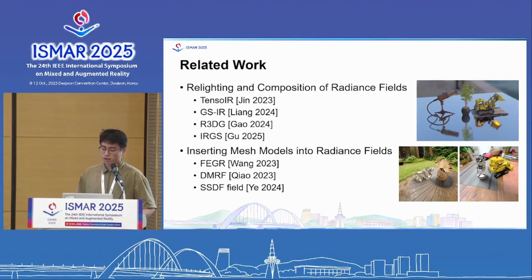Current methods for relighting and composition of radiance fields mostly rely on split sum approximation and cannot accurately handle inter-object effects and high-frequency indirect illumination. Previous methods for inserting mesh models into radiance fields suffer from low rendering efficiency and simplification in rendering.